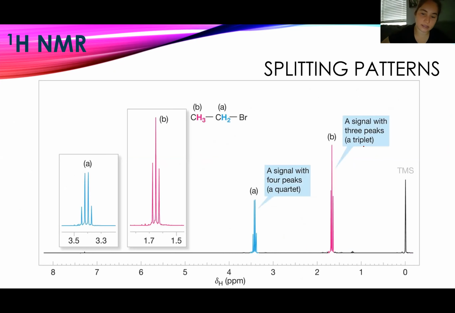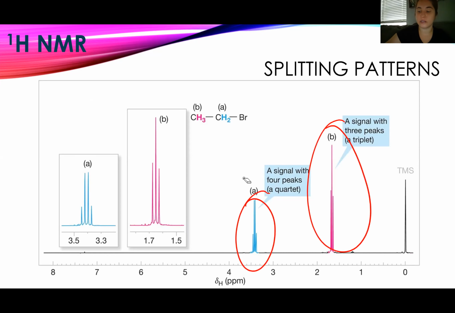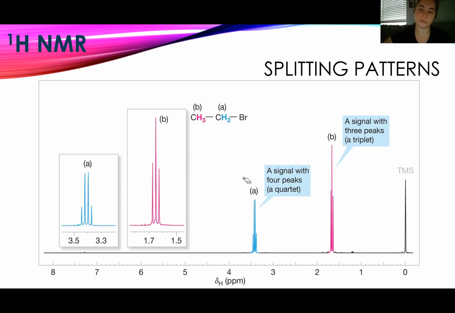Okay, this is the same molecule that we looked at way in the beginning, CH3CH2Br, bromoethane. I don't think we need to go back over this again because we kind of hit on it earlier, but it's revisiting the splitting patterns. This would be another good example to go back over later.